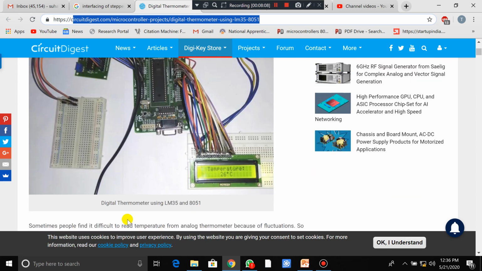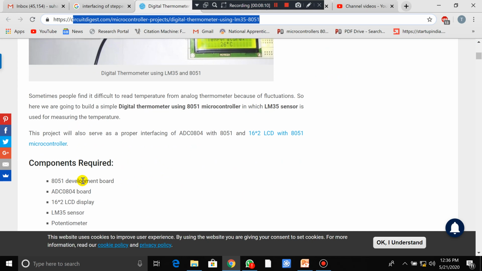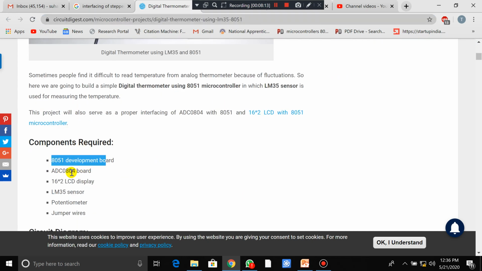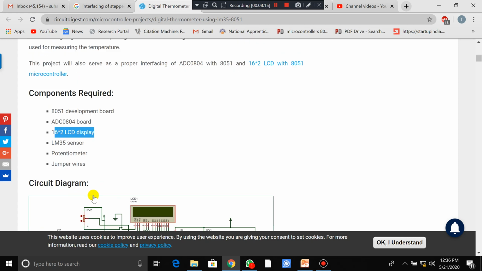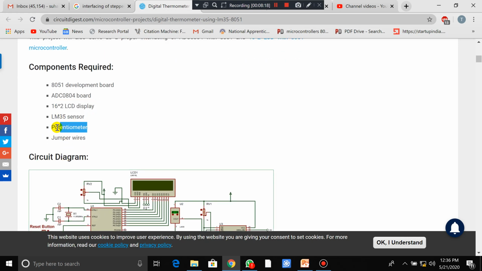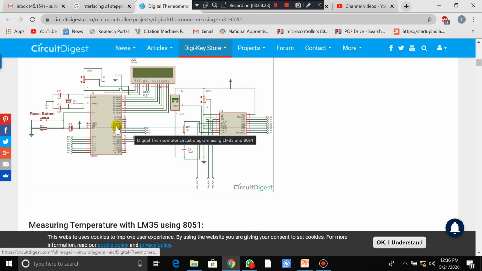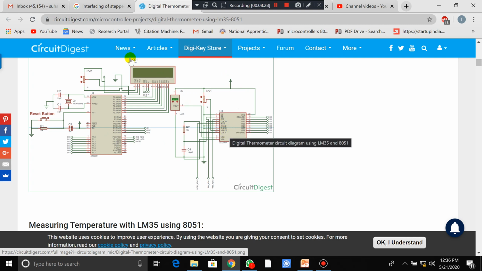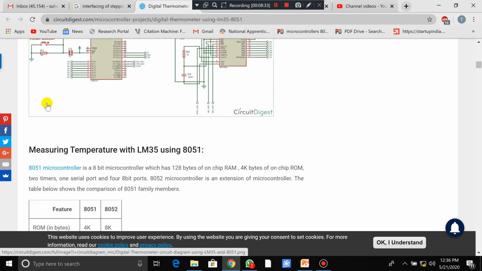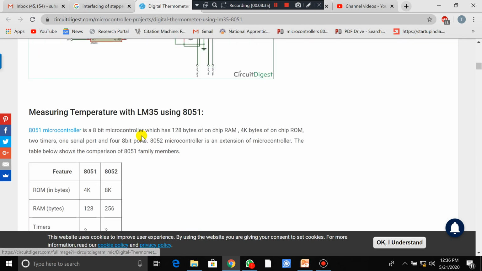So this is ADC. Now you can see the components required: 8051 board, ADC board, LCD display, temperature sensor, potentiometer, and jumper wires are taken. So this is the software implementation, how they have implemented microcontroller, LCD display, temperature sensor, ADC. Okay, this is how the interconnections of each pin will happen. This is the reset pin, and here is how measuring the temperature is going to take place. It is an 8-bit microcontroller, you know, which has 128 bytes of RAM.